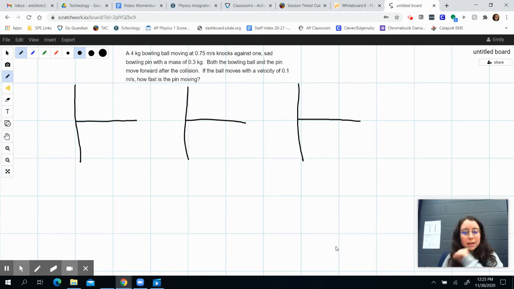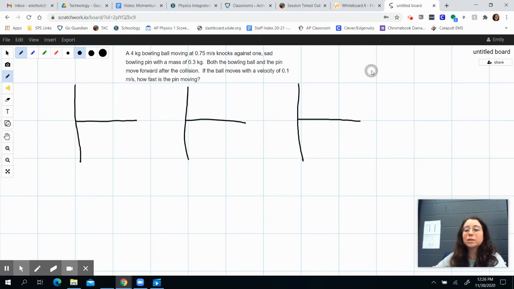So our scenario is I have a 4 kilogram bowling ball, which is actually kind of a weenie bowling ball, moving at 0.75 meters per second. It knocks against one sad, lonely bowling pin with a mass of 0.3 kilograms. Both the bowling ball and the pin move forward after the collision. If the ball moves with a velocity of 0.1 meters per second, how fast is the pin moving?